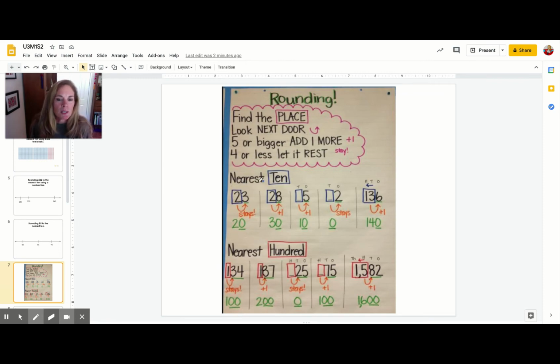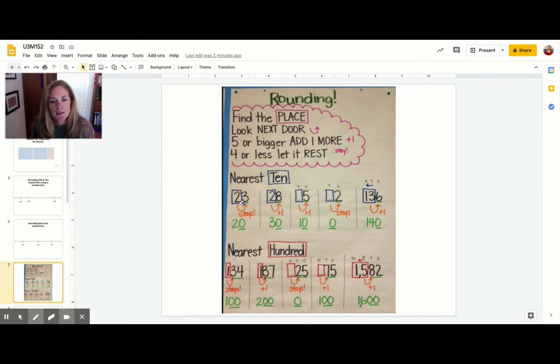So if you're rounding to the nearest 10, that's the place you're looking at. You're looking at the ones place. If it's 5 or more, you round up to the next 10. So you add a 10. If it's 4 or less, let it rest.